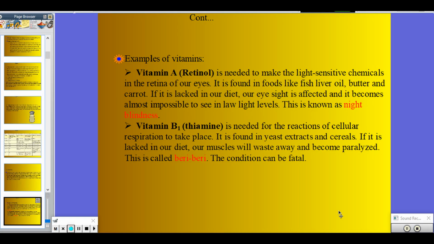If it is lacking in our diet, our eyesight is affected and it becomes almost impossible to see in low light levels. This is known as night blindness. Vitamin B1, thiamine, is needed for the reactions of cellular respiration to take place. It is found in yeast extracts and cereals. If it is lacking in our diet, our muscles will waste away and become paralyzed. This is called beriberi, and the condition can be fatal.